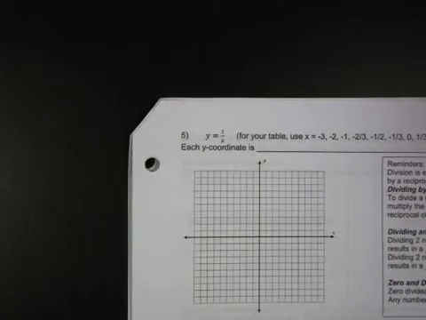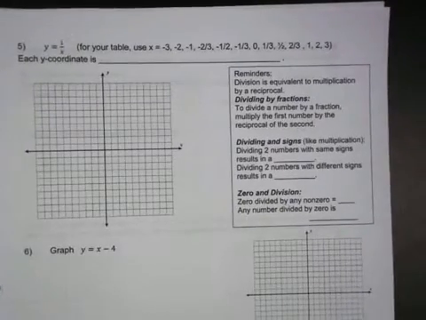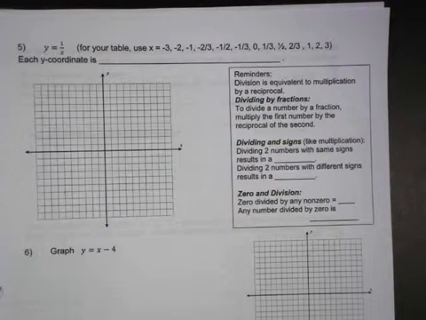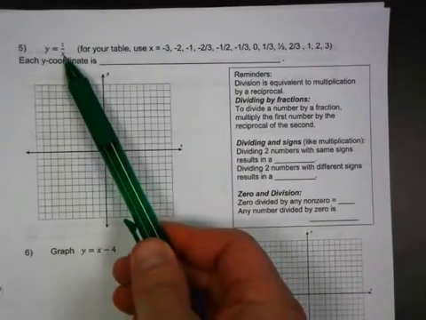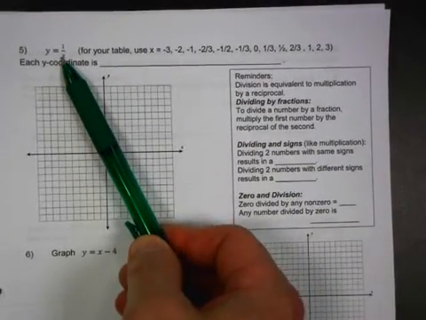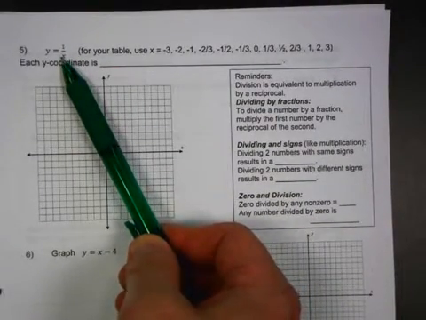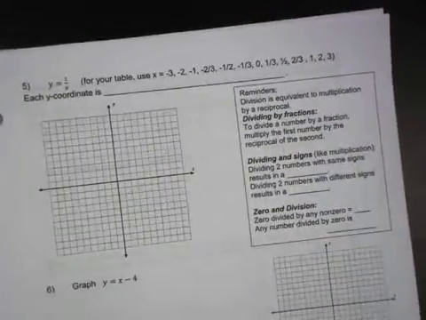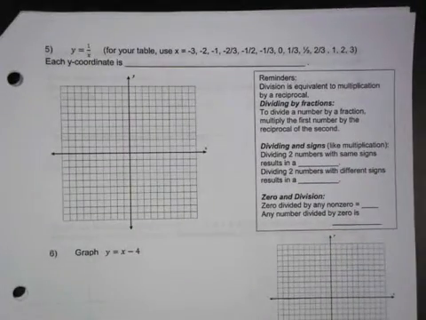Number 5. Not a line. How do you recognize, just by looking at that right away, that it's not a line? It's not mx plus b. Why not? It's m over x. Because that x is down on the bottom. To be a line, you're not allowed to have x down on the bottom. So when we graph this, immediately we know we'd better not get a line.